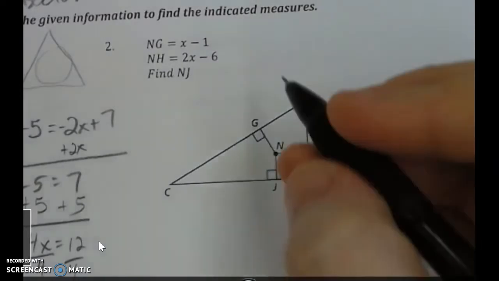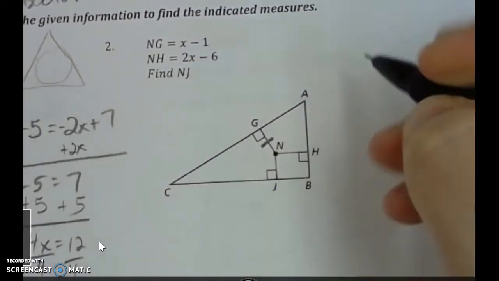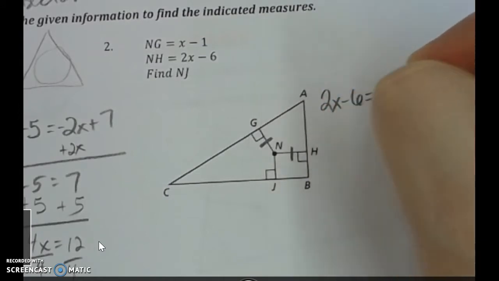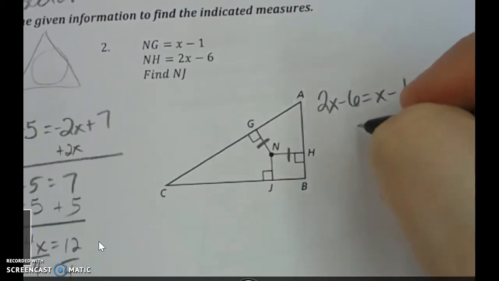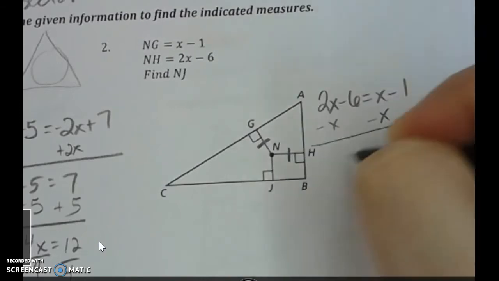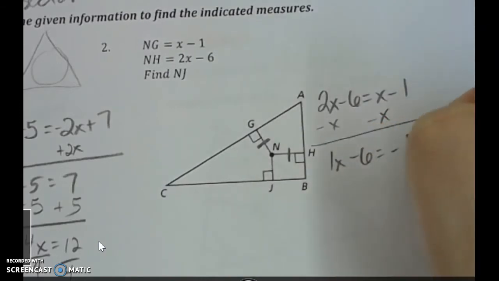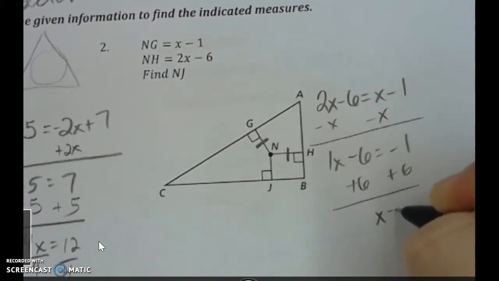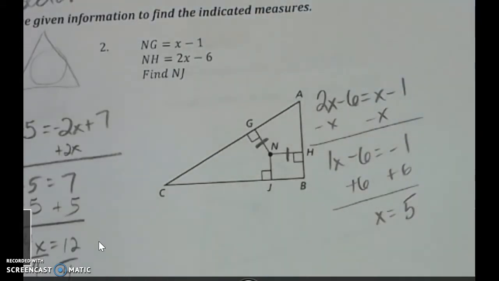Okay, welcome back. You should have noticed that you were given NG and NH, which again are equal, so I'm going to set those equal to each other. And so I'm going to minus x on both sides, so I get 1x minus 6 is negative 1. Add 6 on both sides, so I get x is 5.